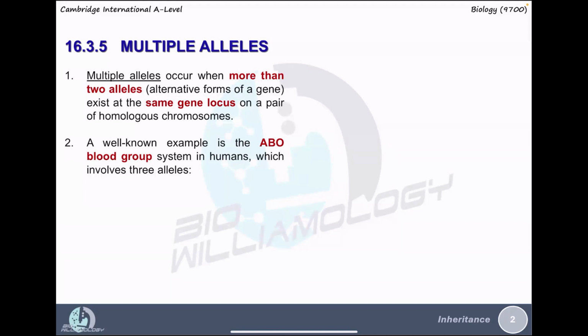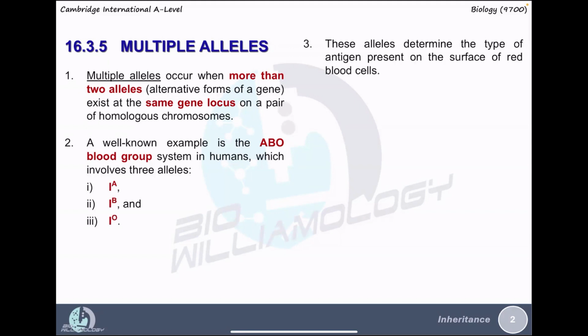A well-known example is the ABO blood group system in humans, which involves three alleles, IA, IB, and also IO. These alleles determine the type of antigen present on the surface of red blood cells.